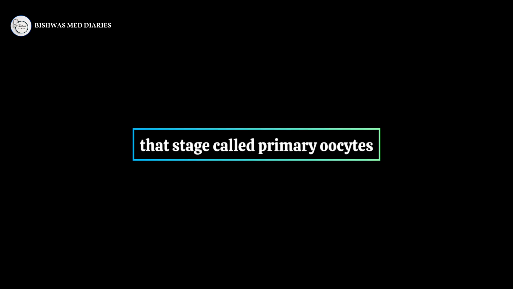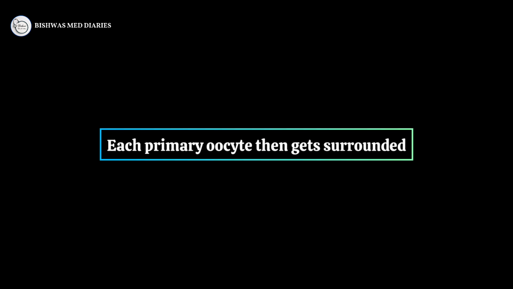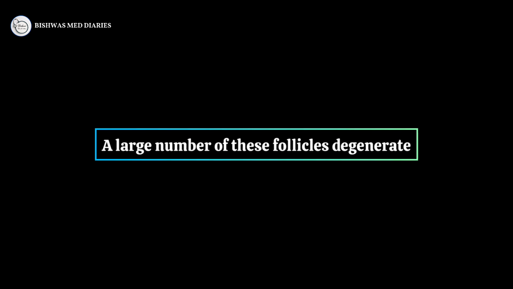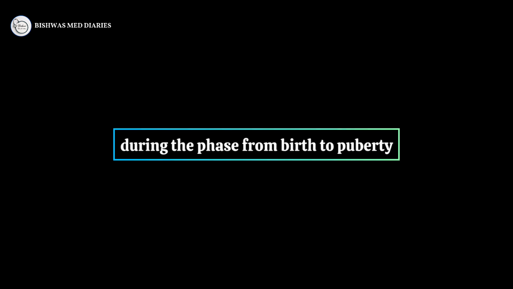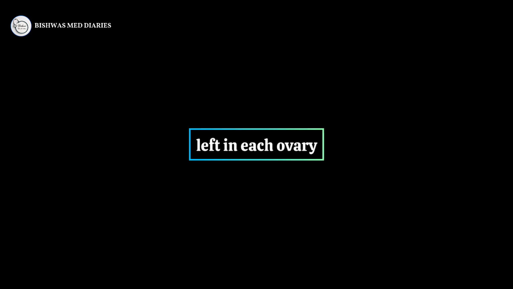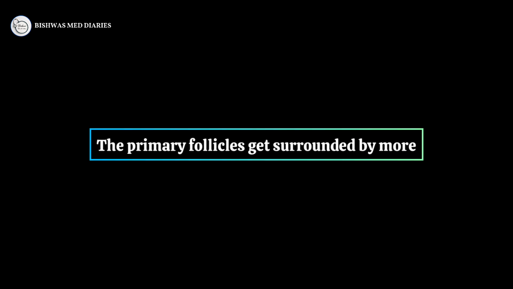called primary oocytes. Each primary oocyte then gets surrounded by a layer of granulosa cells and is called the primary follicle. A large number of these follicles degenerate during the phase from birth to puberty. Therefore, at puberty, only 60,000 to 80,000 primary follicles are left in each ovary. The primary follicles get surrounded by more layers of granulosa cells and a new theca and are called secondary follicles.